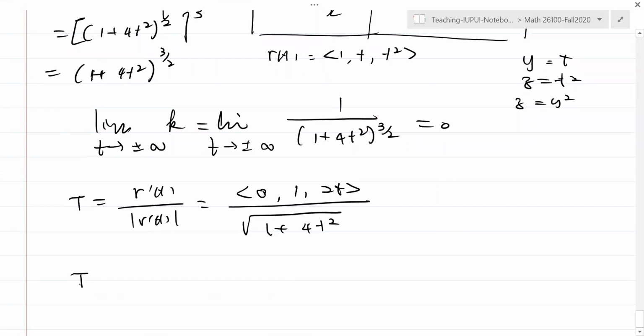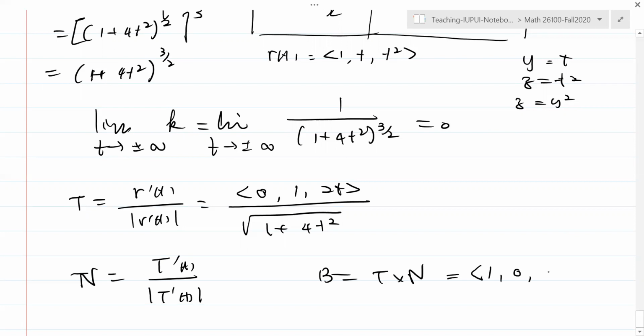But before I find the B, this N is going to be T prime over the length of T prime, and the B is going to be T cross N. But I'm pretty sure from the picture that this is already clear, to me it's (1, 0, 0). It's a unit vector and perpendicular to the plane. Before I do the computation, I know the result already.